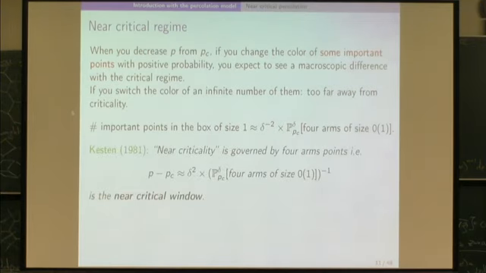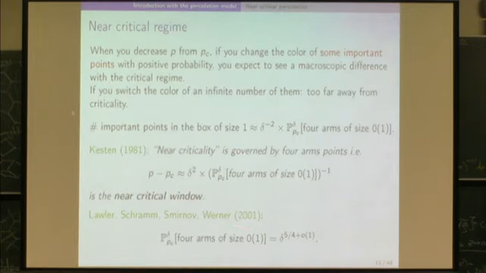And Kesten proved in '81 that indeed near criticality is governed only by those 4 arm points. So if you take P equal to PC plus something which is of the order of magnitude of this quantity here, then you are in the near critical window. And so it's important to understand how this probability decreases with delta. In fact, it was computed by Lawler, Schramm, Smirnov, and Werner in 2001. They proved that it decreases like delta to the power 5/4, plus some correction in the exponent here, thanks to SLE techniques.